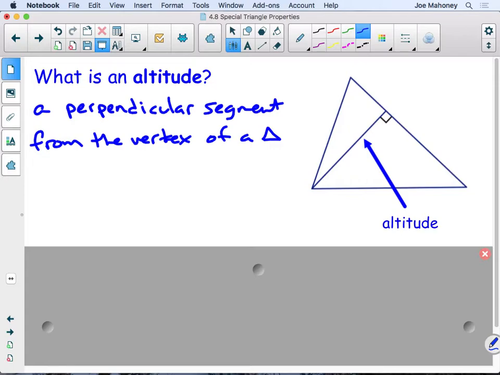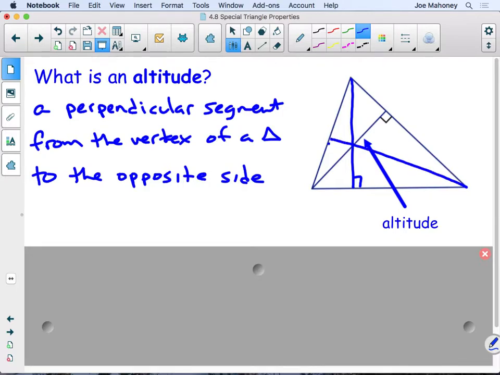And let's see, I'm missing all my words here. It goes from the vertex of a triangle to the opposite side. That's what we want to say. Apologize for that little hiccup. That's what an altitude is. And likewise, because we have three vertices of a triangle, we can draw in three altitudes of a triangle.